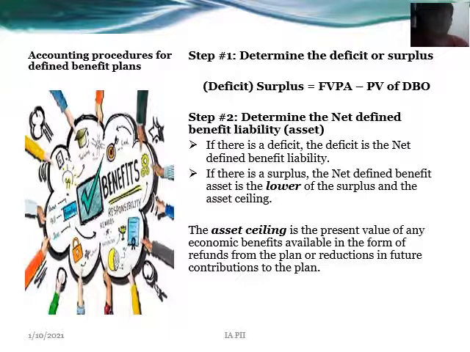So, what is the asset ceiling? It is the present value of any economic benefits available in the form of refunds from the plan or reduction in the future contribution to the plan. So, that is the asset ceiling. So, hopefully, the picture will become clearer when we apply this concept to a problem.